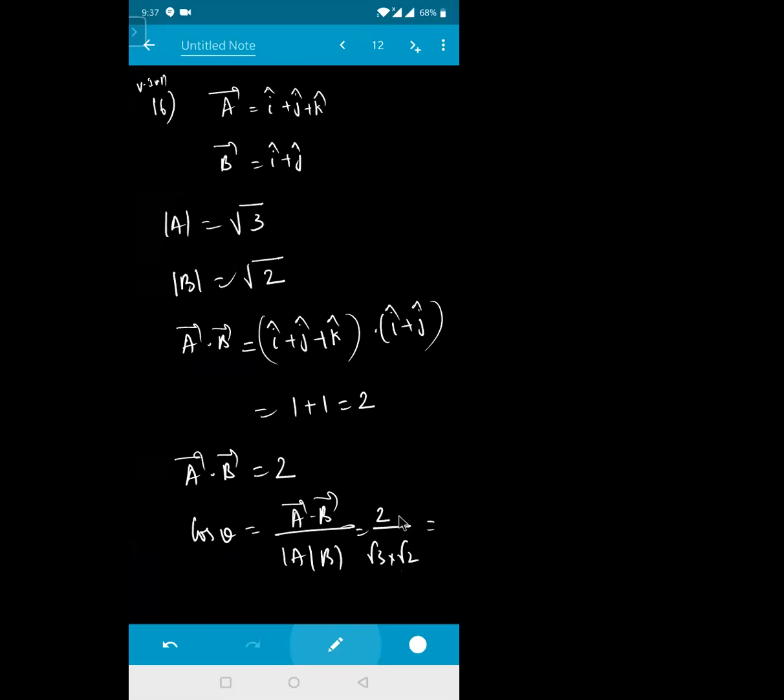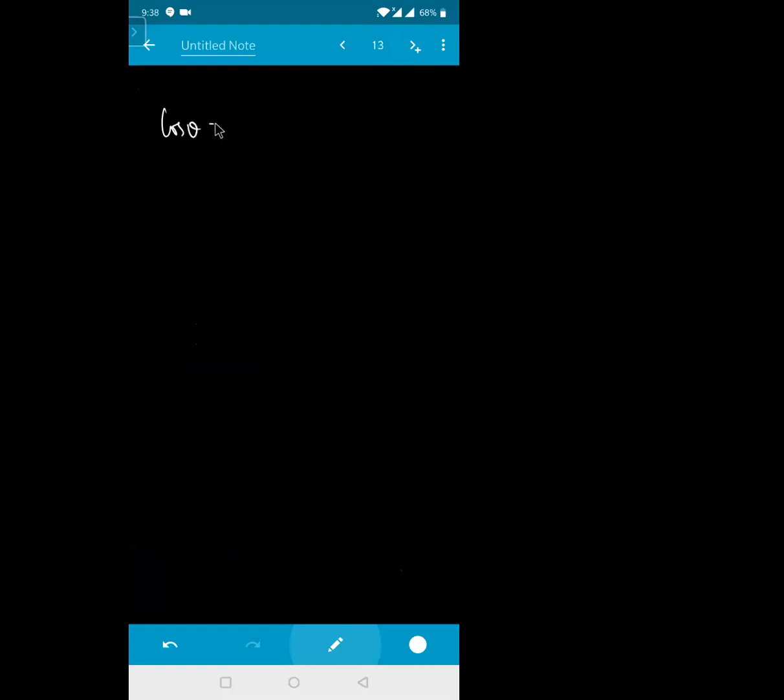This 2 can be written as root 2 into root 2. So cos theta is equal to root 2 into root 2 divided by root 3 into root 2. This root 2 gets cancelled. So cos theta value is equal to root of 2 by 3.